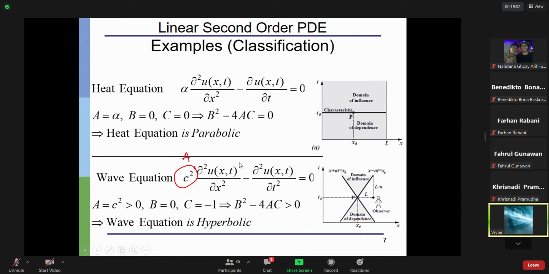And we have here the second derivative in the second independent variable, which is t. So that means this will be c. So the c value will be minus 1. So when we calculate A, which is always positive, and C, which is negative, the result here will always be positive. So this means that the wave equation is classified as a hyperbolic equation.